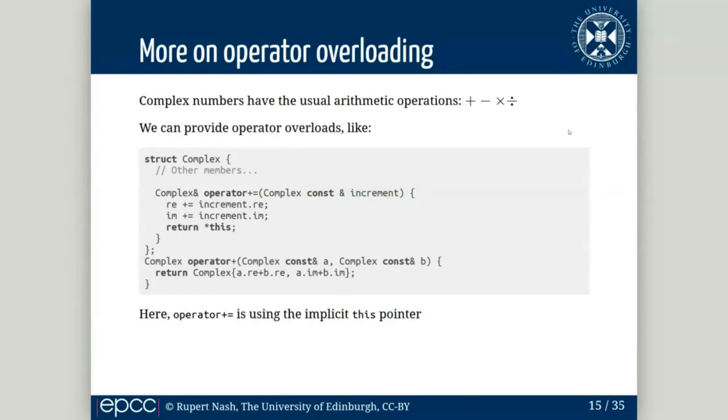So you need to use the implicit this pointer to implement this particular operator. But as I said, generally, and as you see as we go on, we generally don't really want to be manipulating pointers directly.